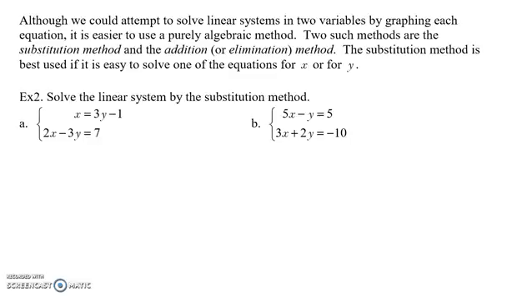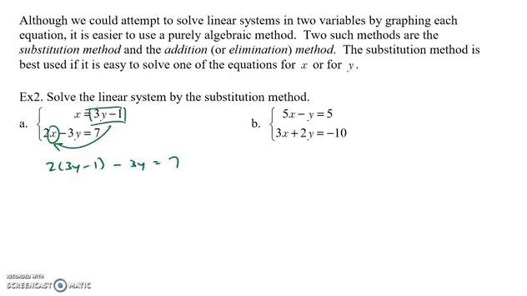So what we would do here, since the first equation tells us that x is equal to 3y minus 1, if I replace x in the second equation, in the other equation, with 3y minus 1, and write 2 times 3y minus 1 minus 3y equals 7, then that eliminates x from the second equation and gives us a linear equation in one variable that we can easily solve for y. So let's do just that.